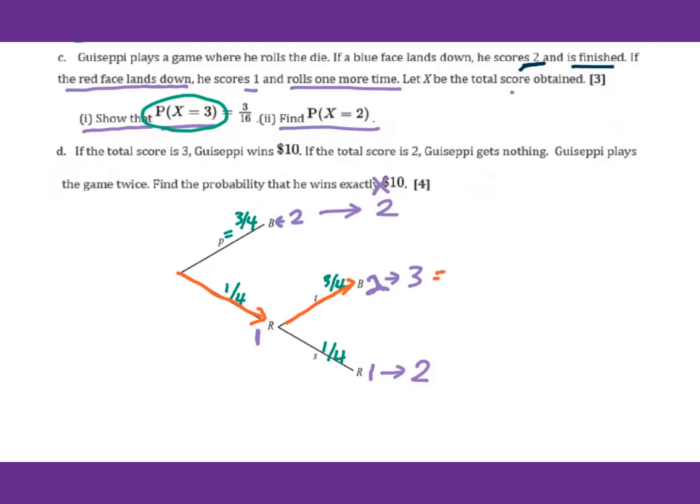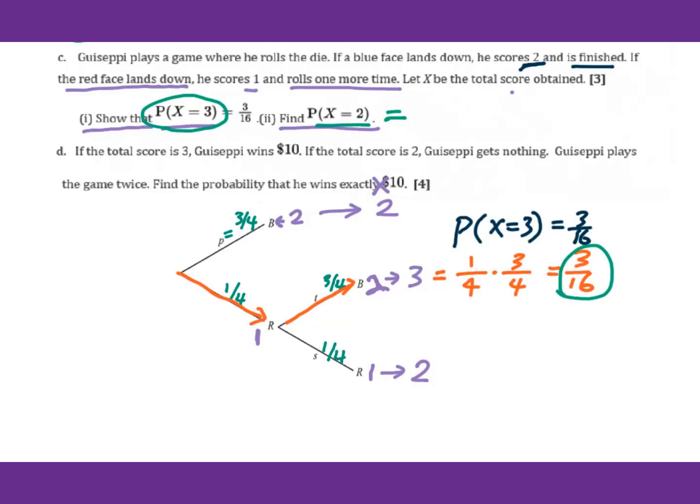That is 1 over 4 times 3 over 4 equals 3 over 16. So we can write down probability X equals 3 equals 3 over 16. Then find the probability X equals 2. Since the result is either 2 or 3, we already got 3 is 3 over 16. Therefore, for the 2 part, you will get 1 minus 3 over 16. That will be 13 over 16.